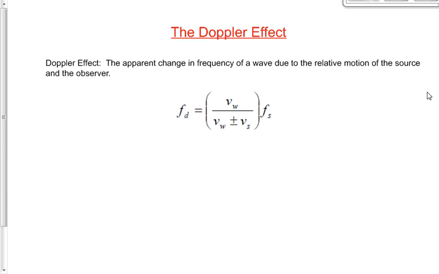Let's look at what these things stand for, and then we'll tell you how to actually use this equation. fD stands for the Doppler frequency. The Doppler frequency is the apparent frequency. That's what you hear, or not necessarily hear.